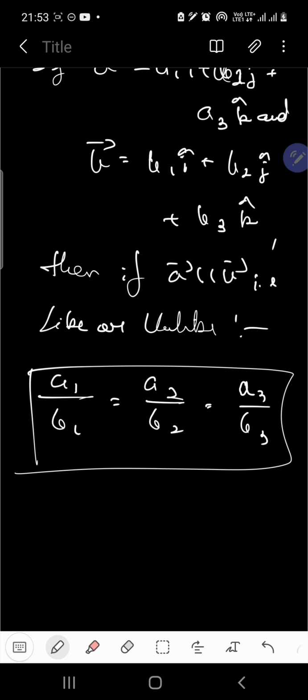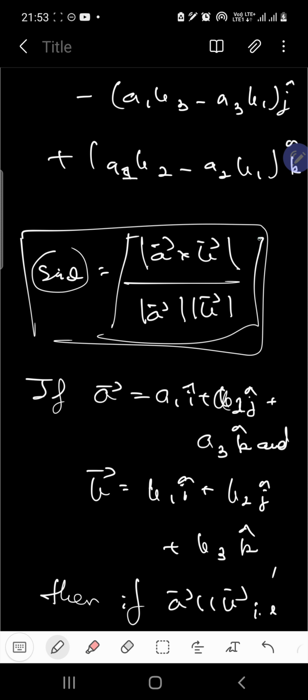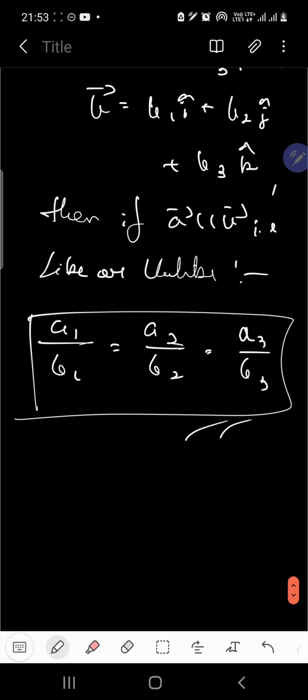Now how do we get this? Basically when theta is equal to 0 or 180, this becomes 0. So by equating this to 0, we get this result. Okay, you can do it yourself. Got it? So I guess this portion is clear. Vector product portion is clear, I guess.